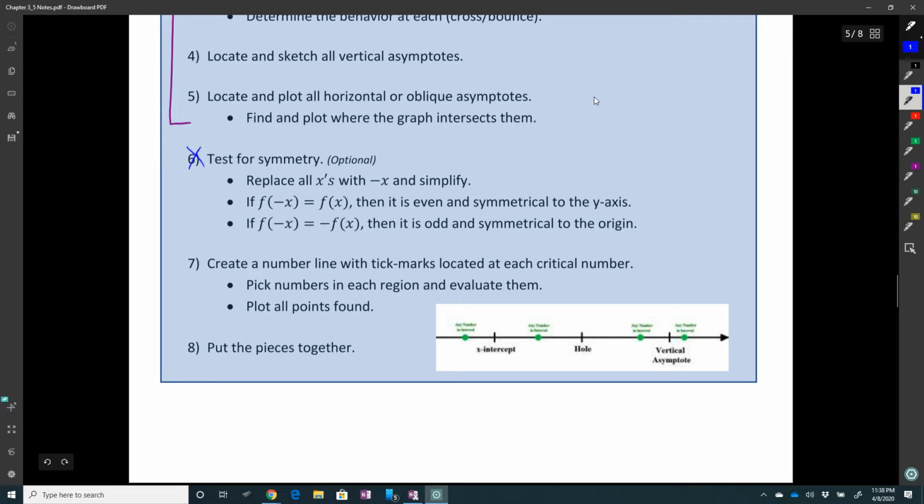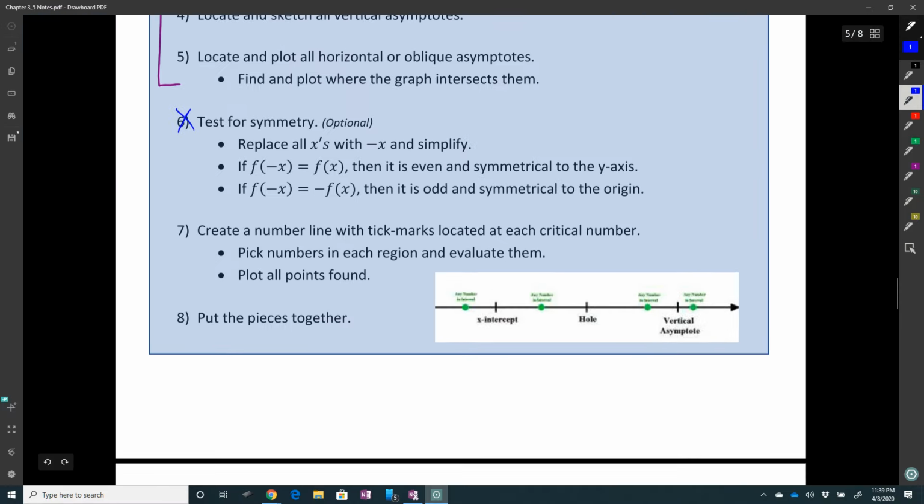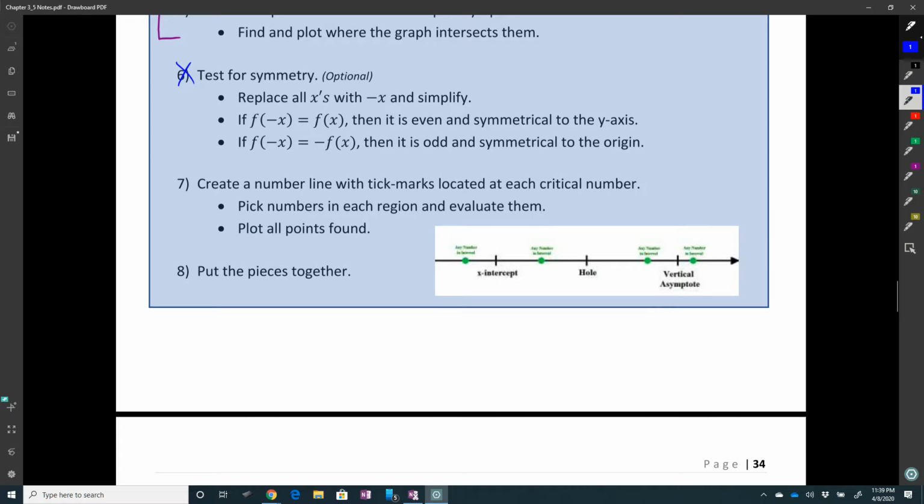So for now, I'm going to cross that off. 7, create a number line with tick marks. So this is the new part. Basically, the only new part this whole entire page is adding is step 7.